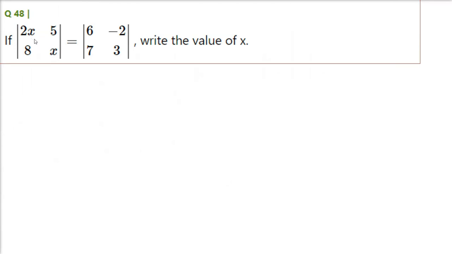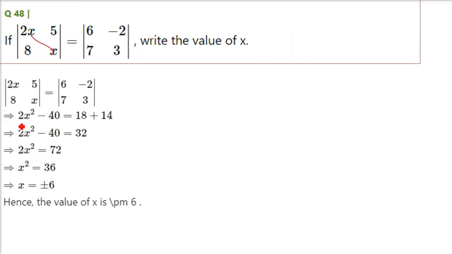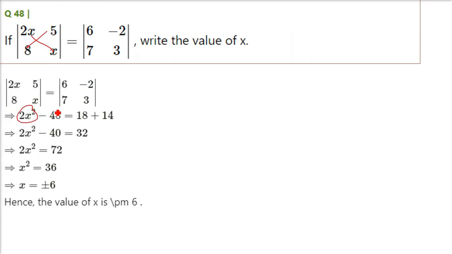Same here, 2x into x minus 5 into 8, so 2x square, 5 times 8 is 40, and this is 6 times 3 is 18, and 7 into minus 2 is 14, plus 14 will be, x is plus minus 6.